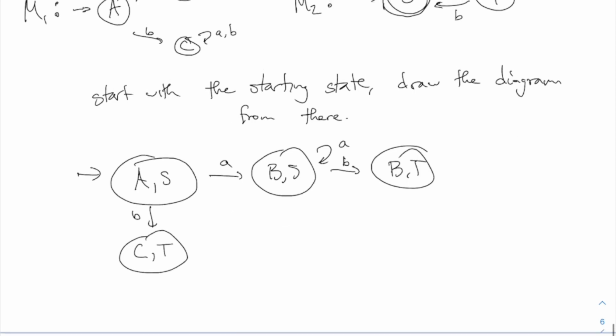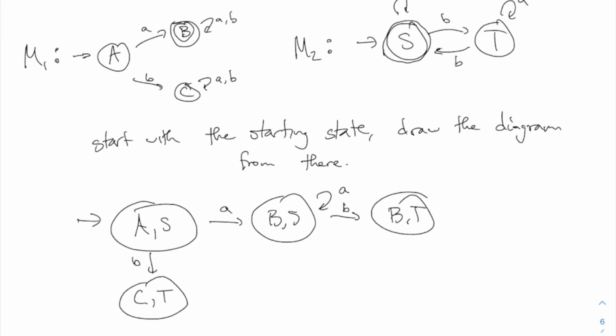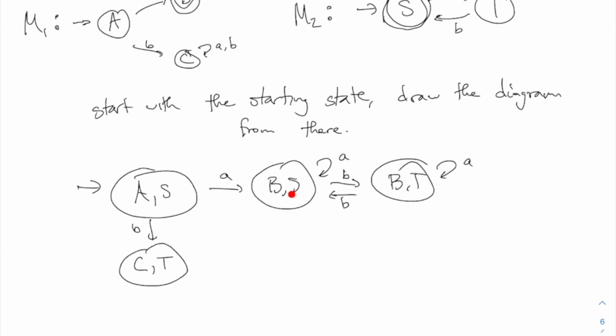Let's just fill in the rest of these. BT, when I read A, B stays a B, T stays a T. So this is like that. BT, when I read a B, B stays a B, T goes back to S. So this becomes BS, which goes back like that. All right, I'm almost done here. I'm done with this one because I already have 2 outgoing arrows.